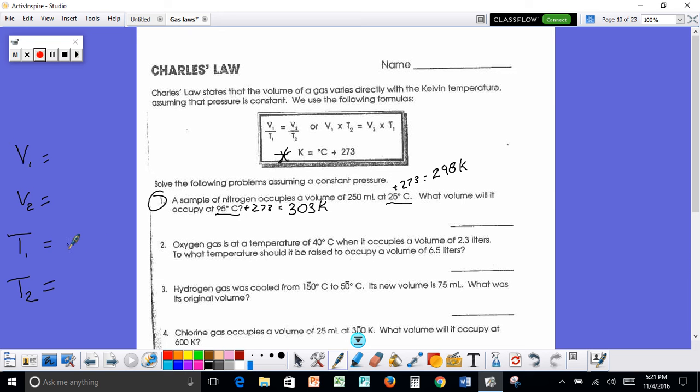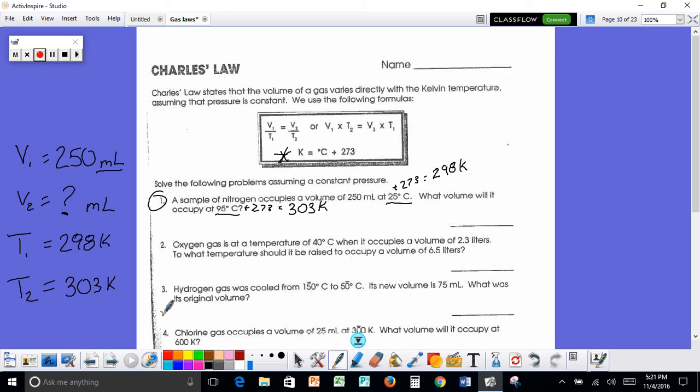So let's go ahead and fill that in our given notes over here. T2 is 303. T1 is 298. Our initial volume is 250 milliliters, leaving our final volume as our unknown. Now, just some unit notes. If our initial volume is in milliliters, we would expect our new volume to be in milliliters.